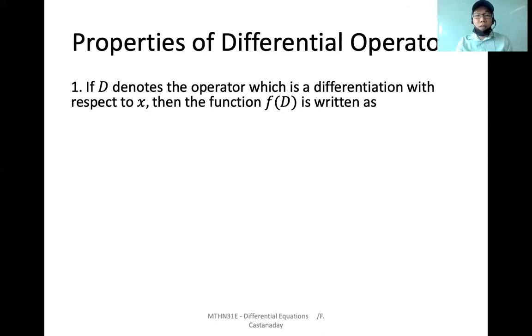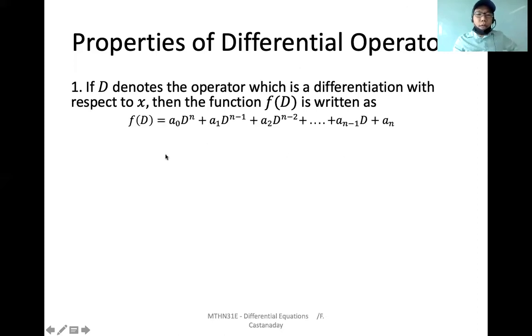So here are the properties of differential operators. I will briefly discuss each of the properties and then proceed to solving the nth order linear homogeneous differential equation, the general linear. If D denotes the operator, which is differentiation with respect to x, then the function F of D is written in this form, which represents the function F of D. It is nth order. These coefficients are constants. In some cases, they can be defined as not constants. So that is our form, from the highest derivative to the term without a derivative in it. We call this the linear operator of order n.